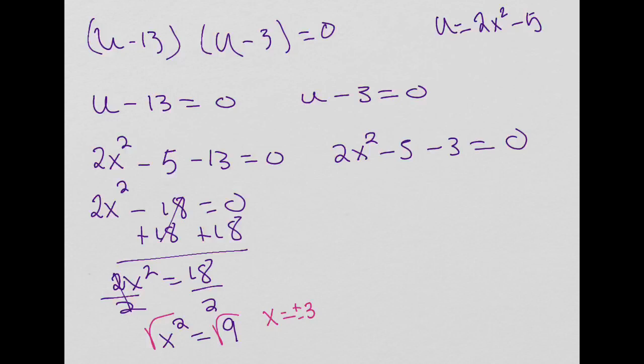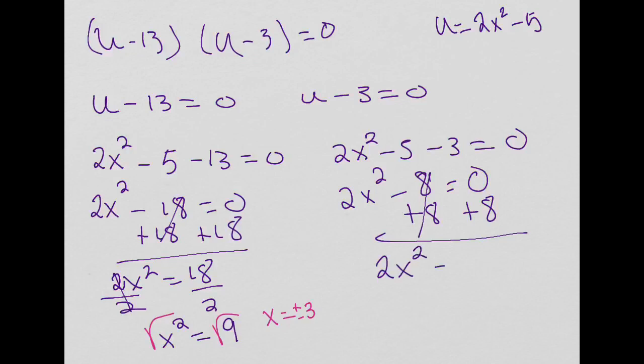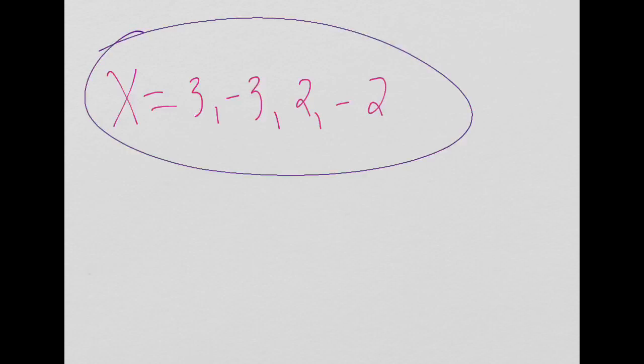I'm going to do the same on this side. So I have 2x squared minus 8 equals 0. I'm going to add the 8. 2x squared equals 8. Divide by 2, gives me 4. And then again, in order to solve for x, I'm going to square root both sides. So x equals plus or minus 2. This means that x equals 3, negative 3, 2, and negative 2. These are all the solutions for that given quadratic.